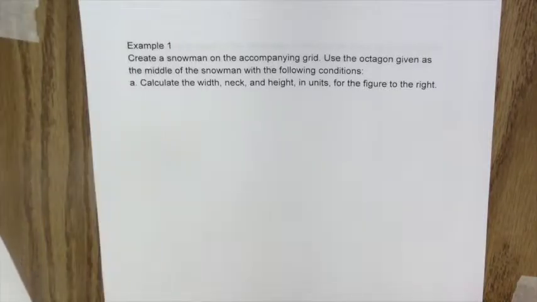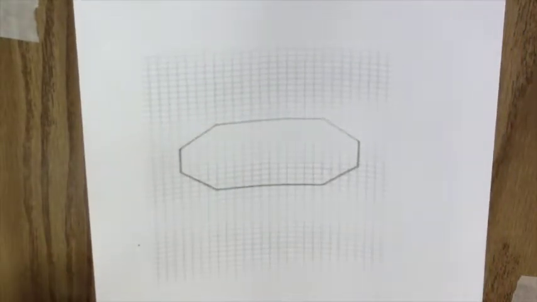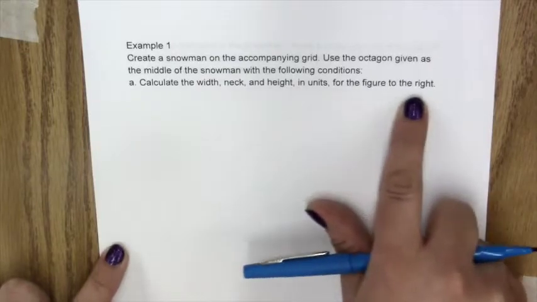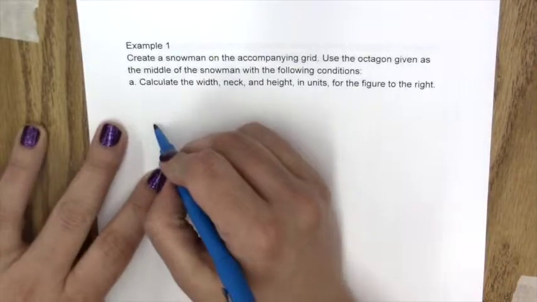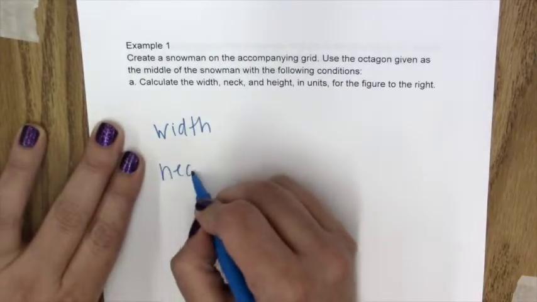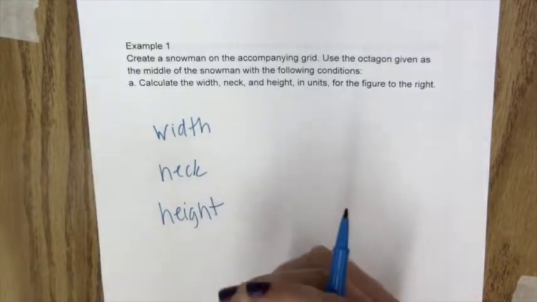Example 1, create a snowman on the accompanying grid. Use the octagon given as the middle of the snowman with the following conditions. So here's what your picture looks like. We are going to calculate the width, neck, and height in units for the figure to the right. So I'm going to write down a little table: width, neck, and height.